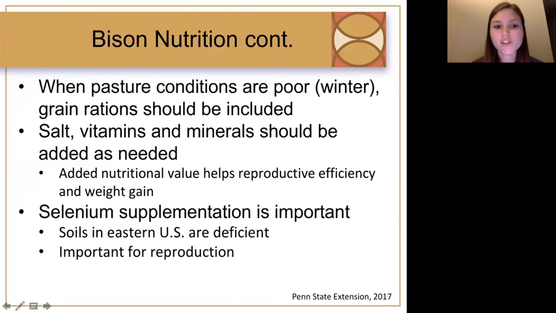Also, when pasture conditions are poor, like in the winter, and the nutritional value of your pasture is not that great, grain rations should be included. Salt, vitamins, and minerals should also be added as needed. Like with cattle, you can put out a salt lick and things like that. You can do something similar with bison. The added nutritional value that the salt, vitamins, and minerals bring will help with their reproductive efficiency and weight gain. And selenium supplementation is really important, especially in the eastern U.S., because the soils in this part of the country are deficient in selenium, and selenium is really important for reproduction.